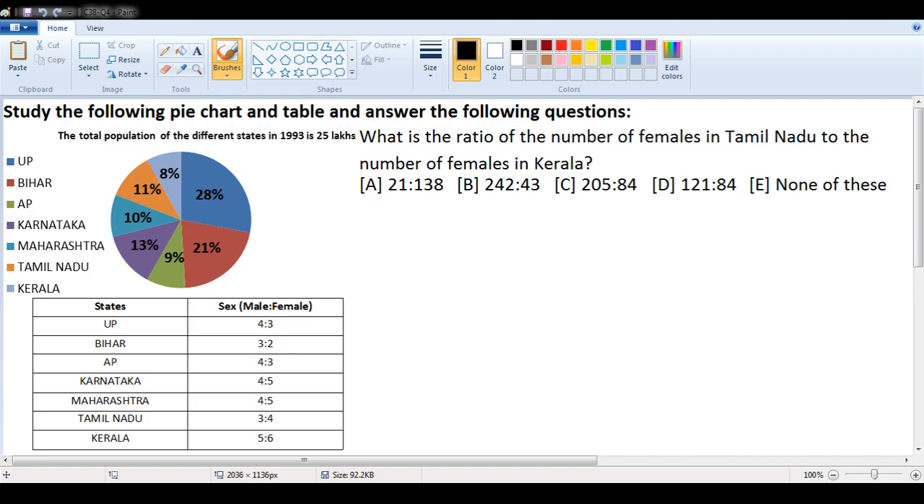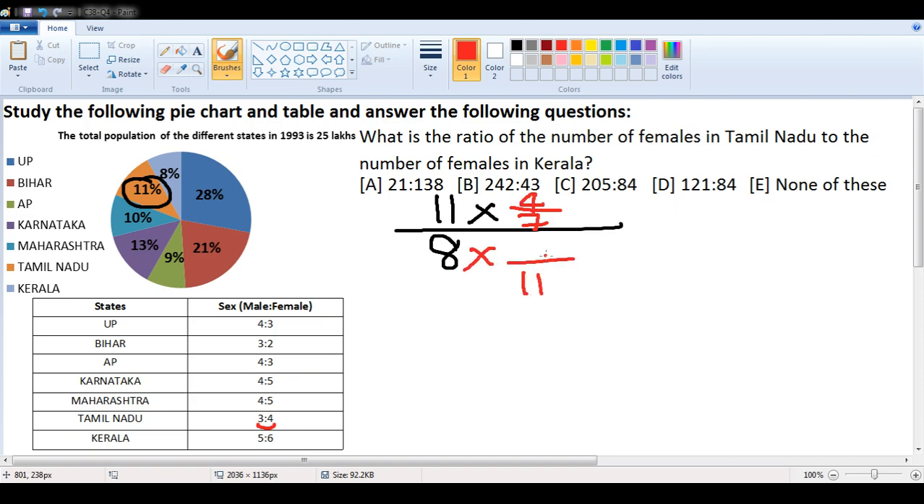The question says, what is the ratio of number of females in Tamil Nadu to the number of females in Kerala? Now see here. First of all, Tamil Nadu is nothing but 11 percentage. Write down 11. Kerala is nothing but 8. Write down 8. Now they are talking about females. Come to the table. Tamil Nadu is 3 is to 4. Out of 7, 4 belongs to female. Kerala is 5 is to 6. Out of 11, 6 belongs to female.